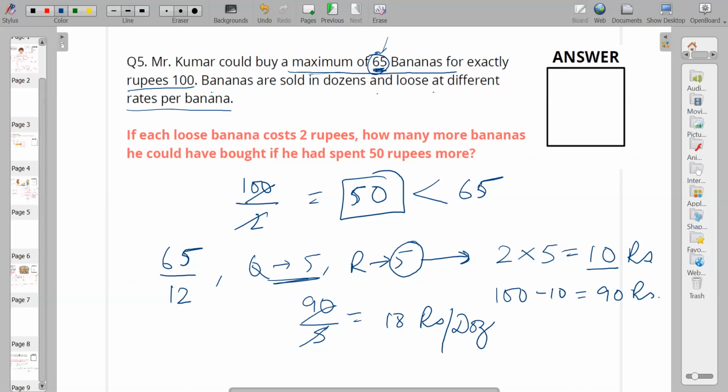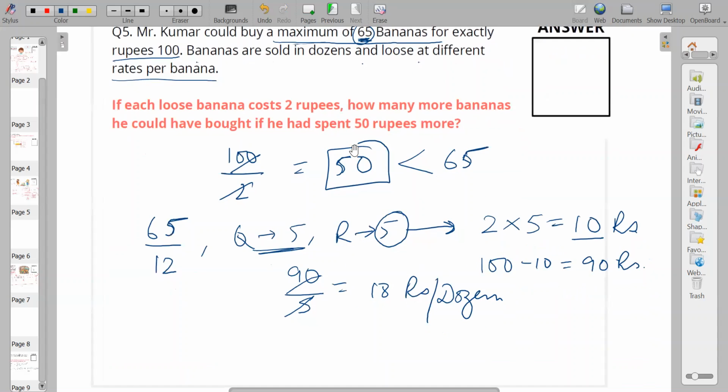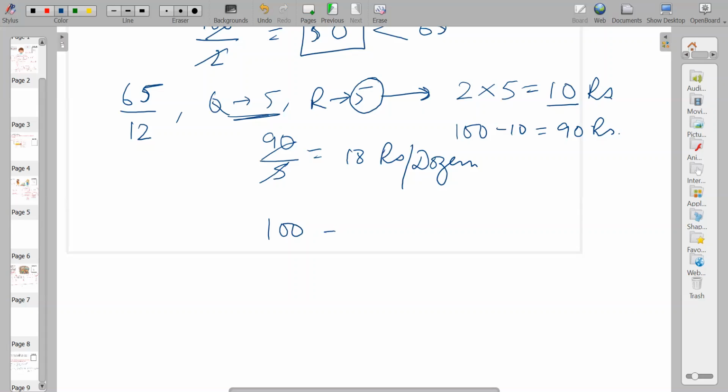Yes, sir. Understood? Yes, sir. Now he has got 100 plus 50 rupees, that is 150 rupees, right? So now I will divide 150 by 18, because every dozen is 18 rupees, right? So I can buy only in units of 18. If I buy, then I'll get dozens.